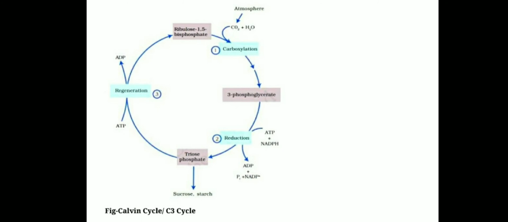Then 3-phosphoglycerate is reduced by using 12 ATP and 12 NADPH, and ultimately what happens? One molecule of glucose is formed. Later glucose is converted to sucrose and starch. So this process is called the reduction process. So the second process is reduction.